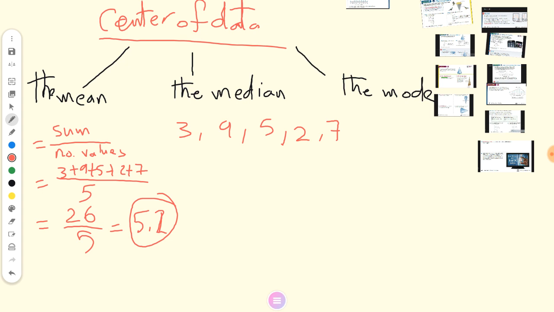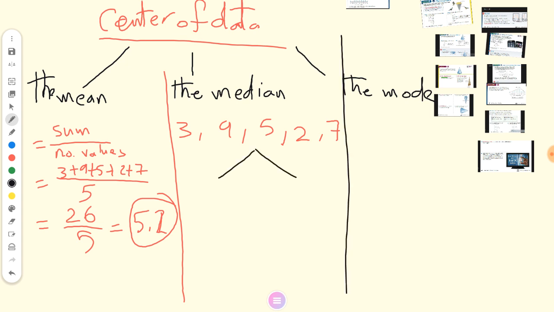What about the median? The median we do another way. The median depends on whether the number of data is odd or even.